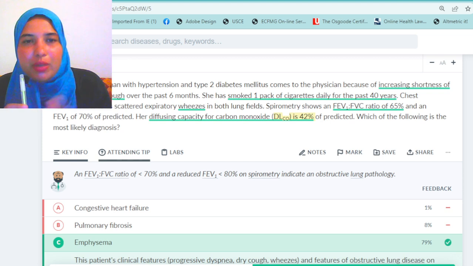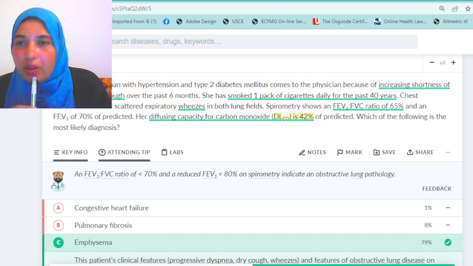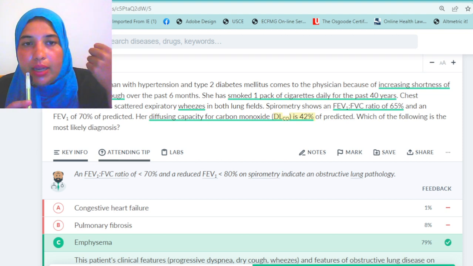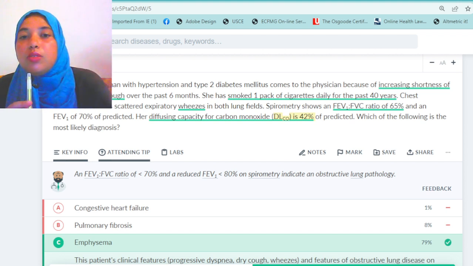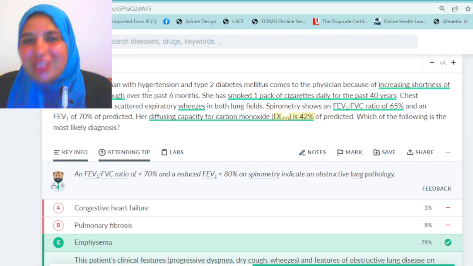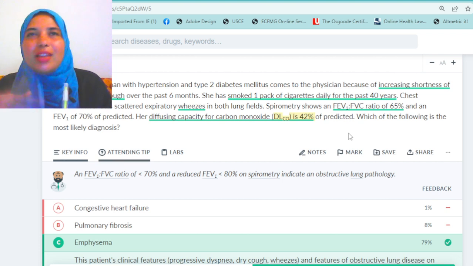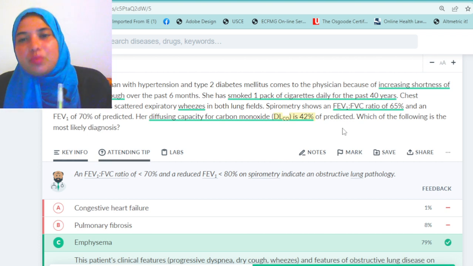Okay, a 62-year-old woman with hypertension, type 2 diabetes, comes to the physician because of increased shortness of breath, dry cough. She smokes cigarettes. Chest auscultation shows expiratory wheezes in both lung fields. Her FEV1/FVC ratio is decreased, so I'm dealing with a COPD type of disease. Okay, and her diffusing capacity is low, so I know automatically I'm dealing with emphysema. If it was normal, I would go with bronchitis. Is it bronchitis? What's the other thing? See, brain farts here and there, and sometimes we answer the questions correctly. If it was the other guys, is it bronchitis? Bronchitis? Yes, bronchitis. It would have been normal, okay? Even elevated in bronchitis.